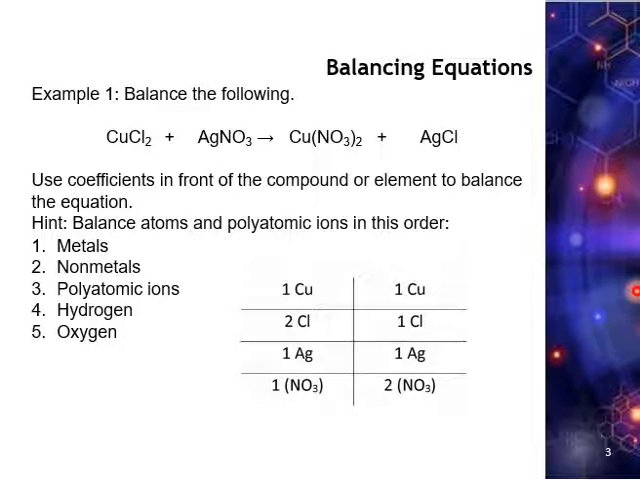This is the chart we created in the previous example. Start with metals. 1 copper, 1 copper, 1 silver, 1 silver, 2 chlorines, and 1 chlorine. So we need to balance chlorines. To balance chlorines, we will put a coefficient in front of the silver chloride, a 2.